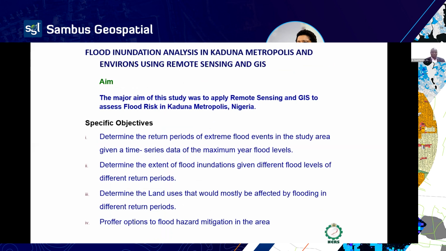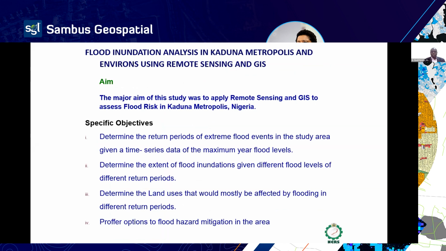Please, can we go to the next slide, because my time is almost going. Now, this is an example of flooding in Kaduna metropolis. This was just an inundation study, so I don't want to go through the objectives. For those who may have this, you can actually look at it, but there were objectives that were used for this study.